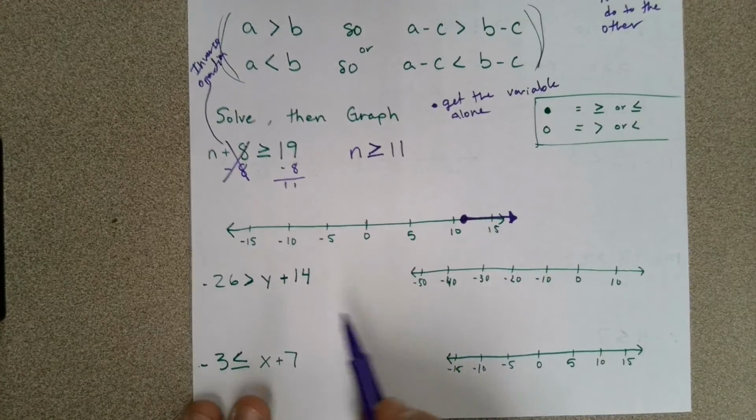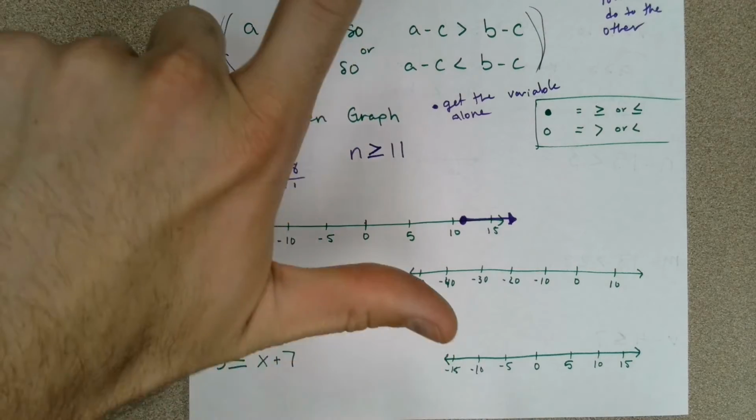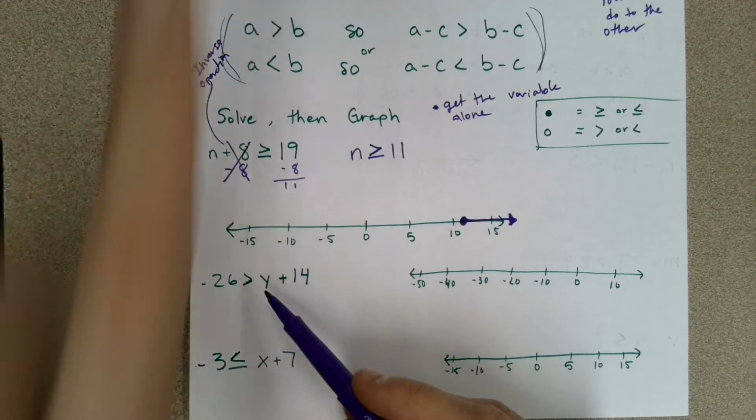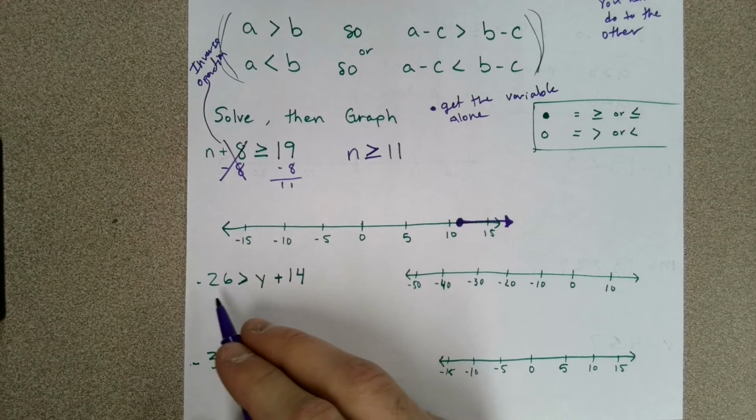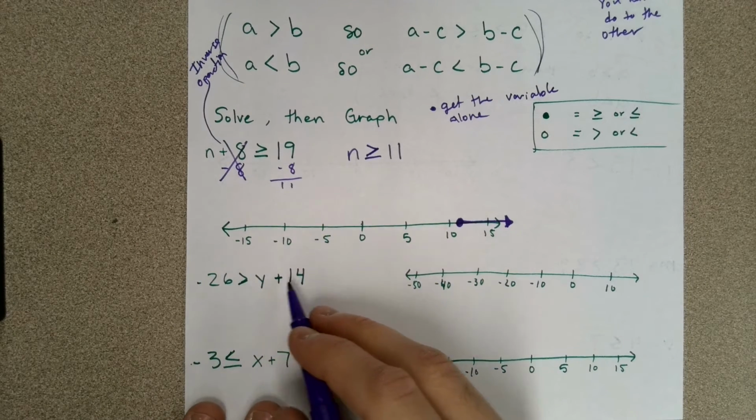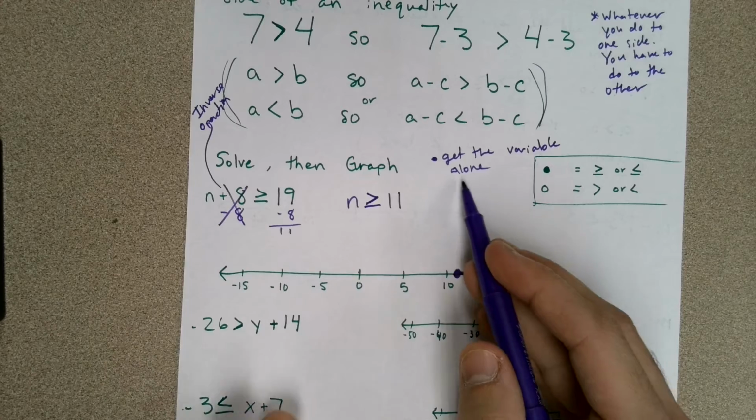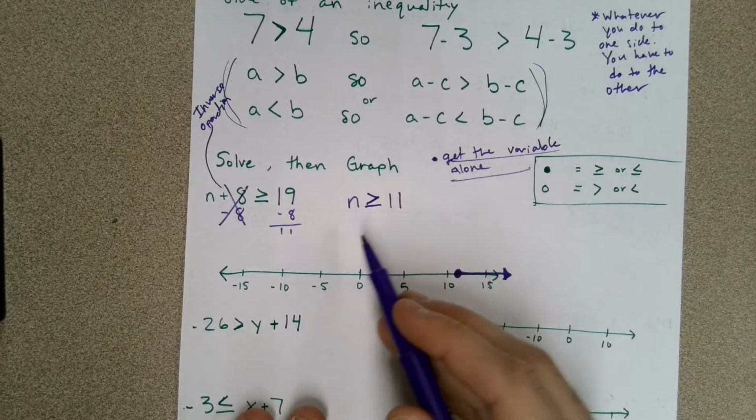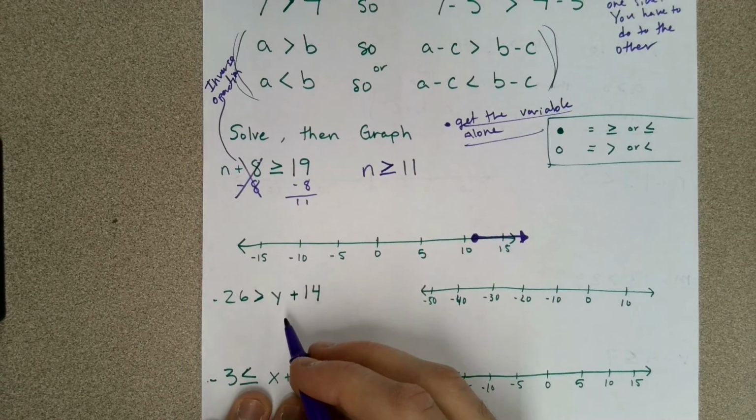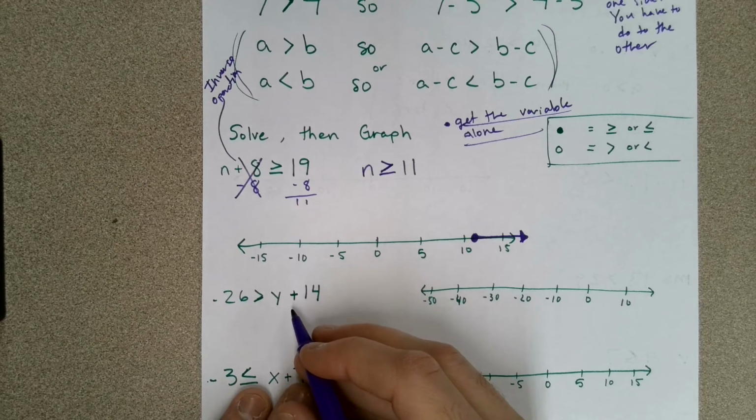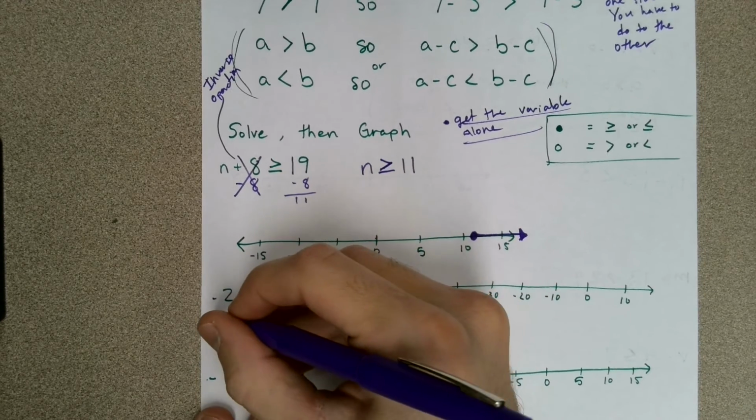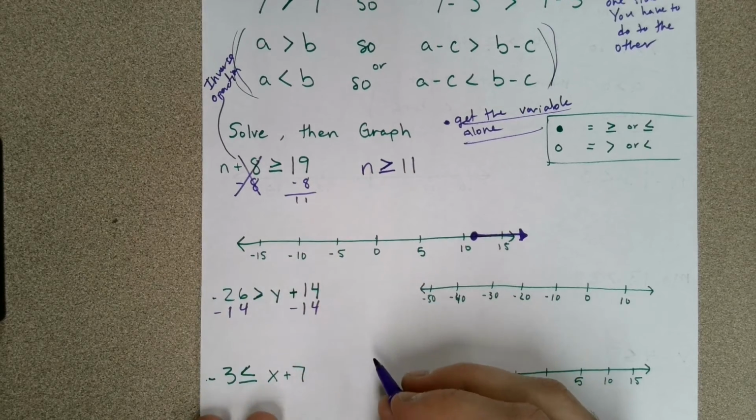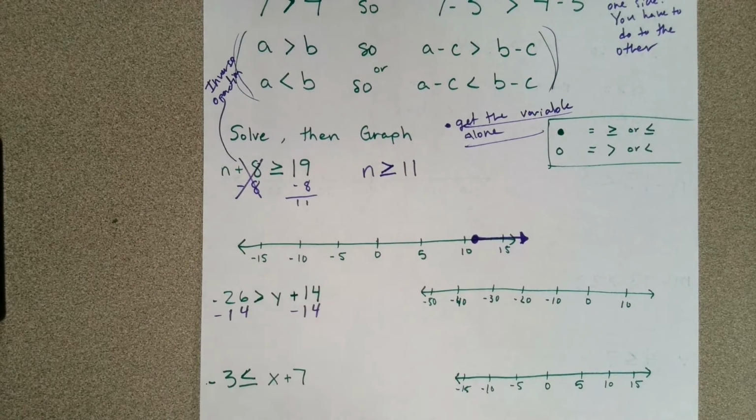Next one we have negative 26 is greater than, because this isn't an L, this goes the opposite way. Greater than, negative 26 is greater than y plus 14. Our goal is to get that variable all alone. To do that, we have to do an inverse operation. The inverse of plus 14 would be, you got it, minus 14. Minus 14 from each side. Whatever we do to one side, we have to do to the other.